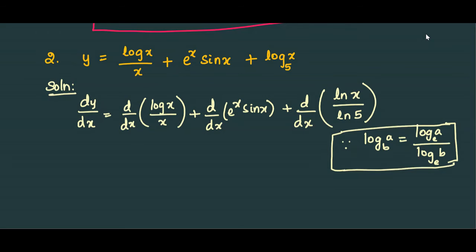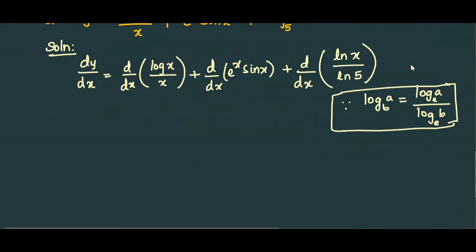It is not just e, you can change it to any base, like 10: log a to the base 10, log b to the base 10. So log x to the base 5, I'll write as ln x, or natural logarithm of x, by natural logarithm of 5.